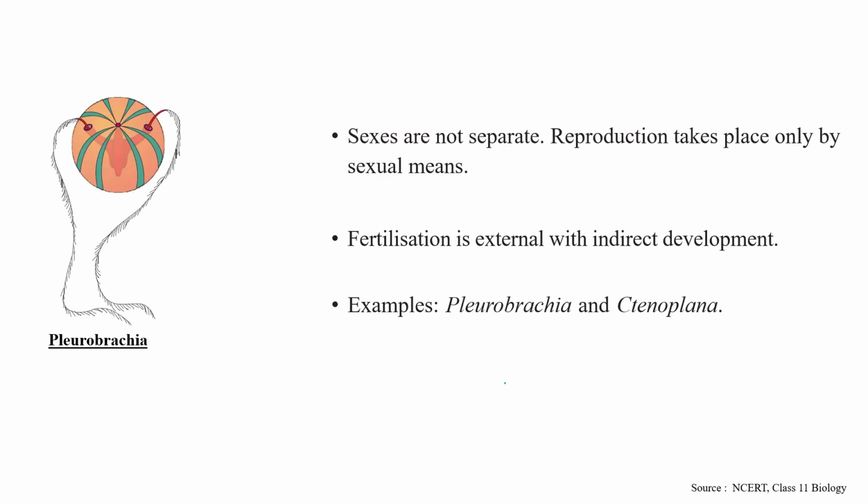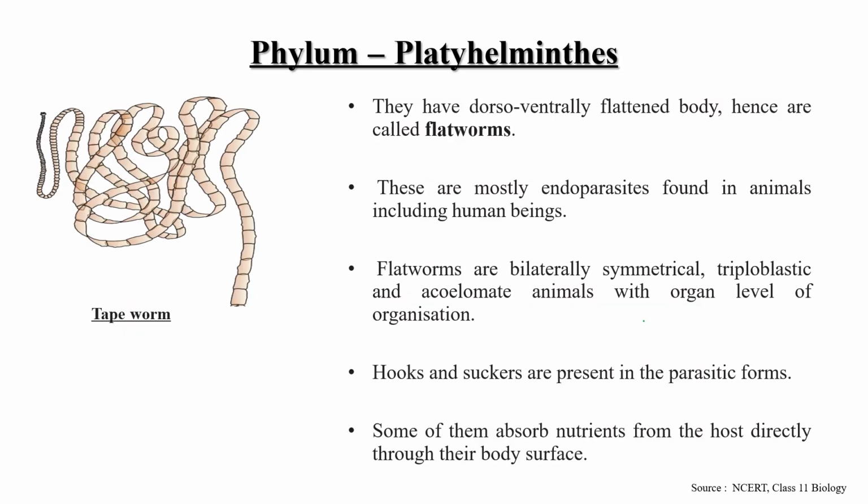Ctenophora members. Their sexes are not separated. Reproduction takes place only by sexual means. Fertilization is external with indirect development. Okay, and these are the examples: Pleurobrachia and Ctenoplana. Next one is Platyhelminthes.